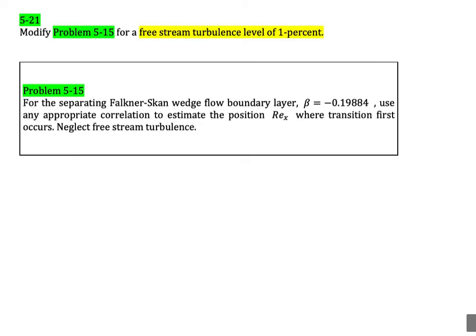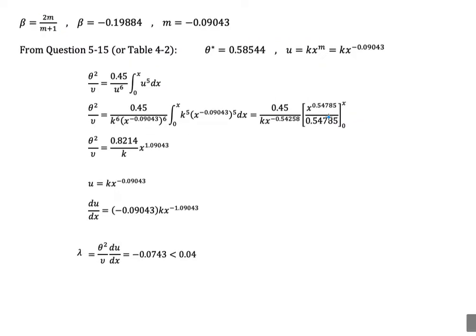And then we go for the next question. So the nature of the question is still the same. Modified problem 5.15 for a free stream turbulent level of 1%. So this is the question for problem 5.15. It's about a separating flow where beta is equal to negative 0.19. Almost all this data is already discussed in the previous tutorial.